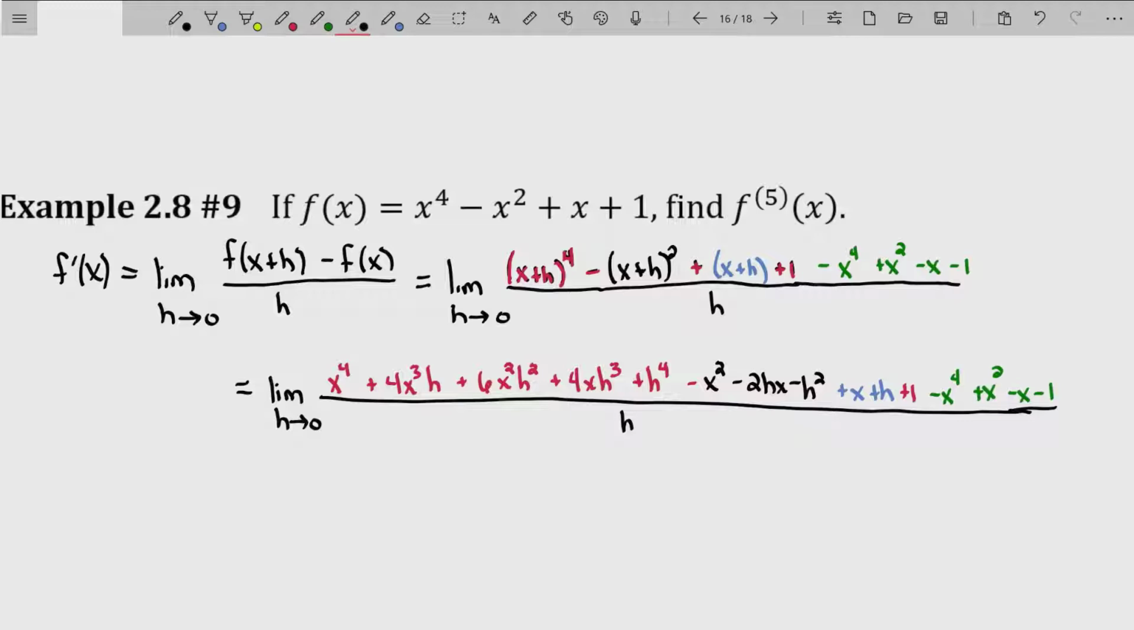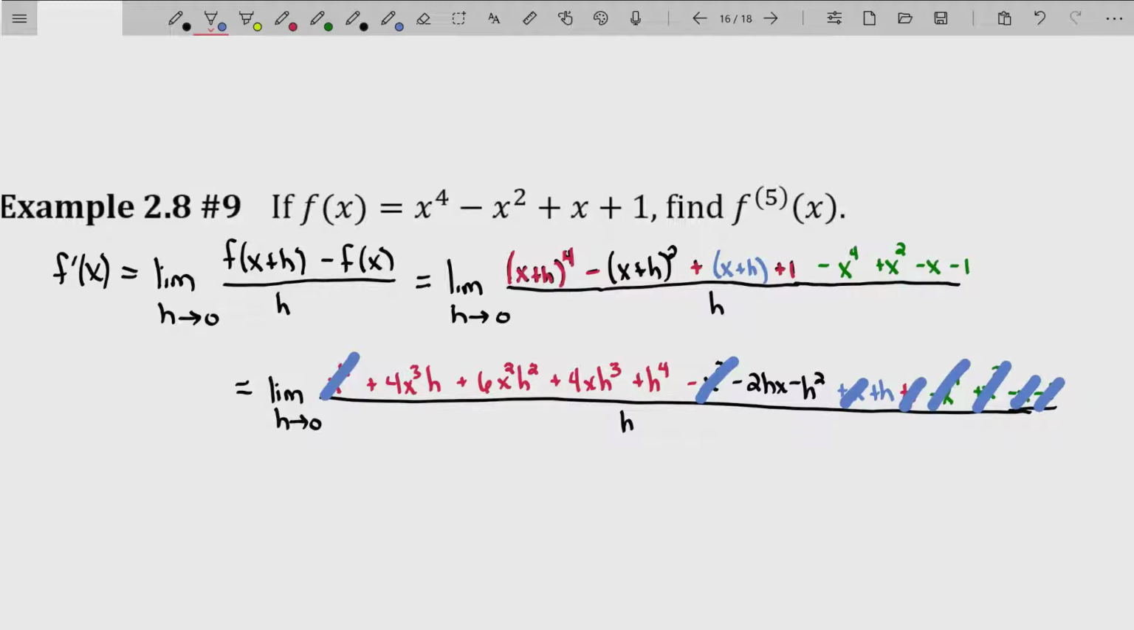But now that we've done that, you can go through and cancel like factors. This x to the fourth will cancel with that x to the fourth. This negative x squared will cancel with that positive x squared. Let's see, what else do we have? This positive x cancels with that negative x. This positive one with that negative one.